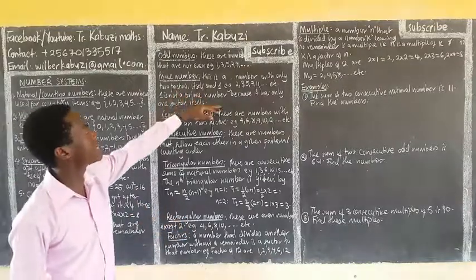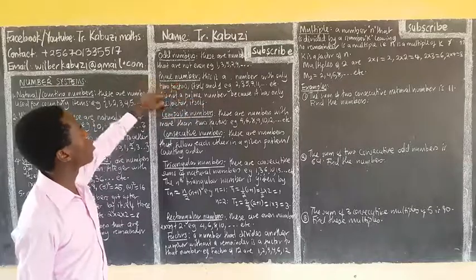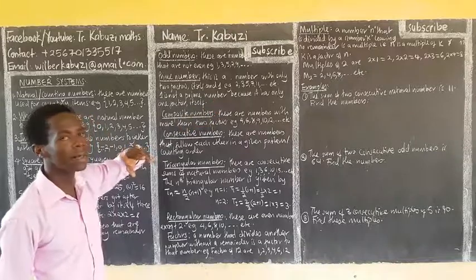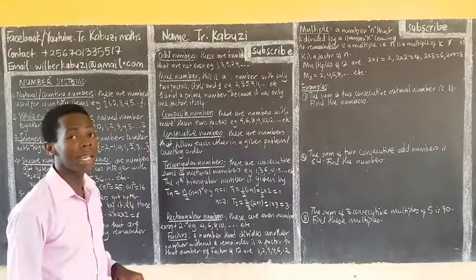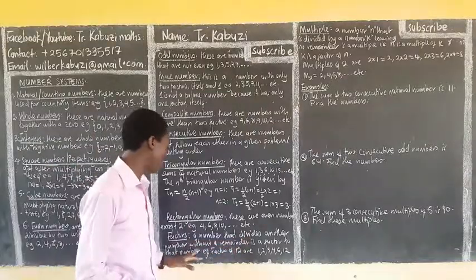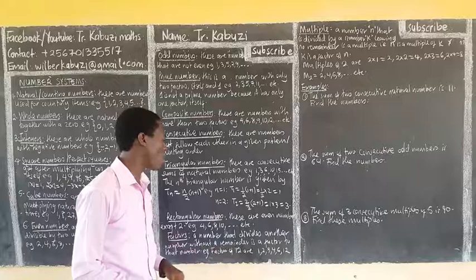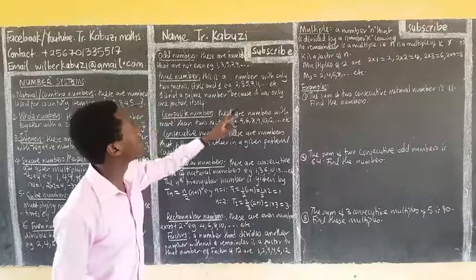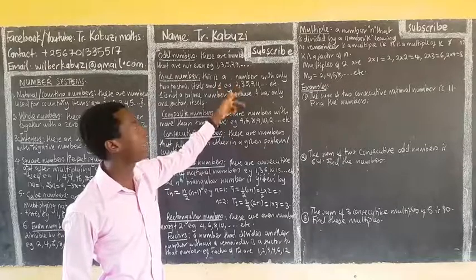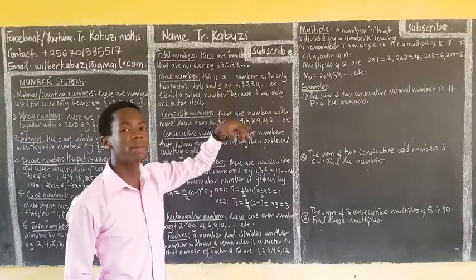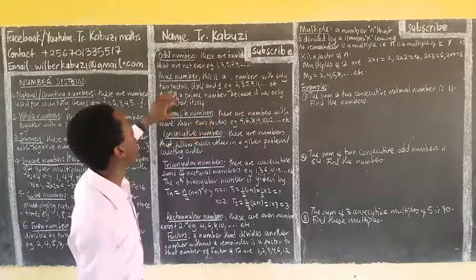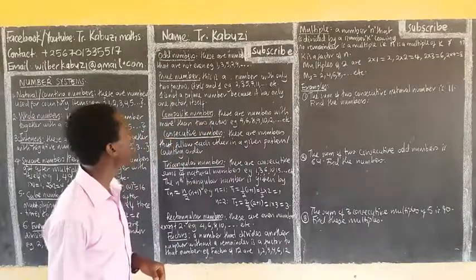Prime numbers. This is a number with only 2 factors, itself and 1. So any number with 2 factors, 1 and itself, we say that number is prime. What is a factor? A number that divides another number without any remainder is called a factor. So it's that this number has 2 factors. First of all, 1 divides 2 without a remainder. Then also 2 divides itself to get the remainder 0. So this number has only 2 factors. So any number with 2 factors is prime.